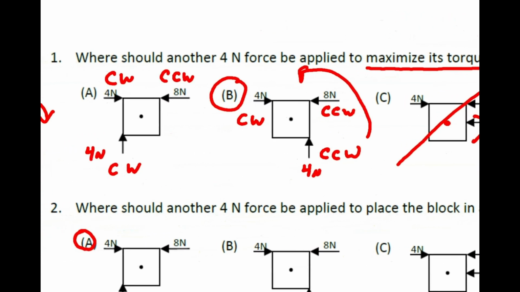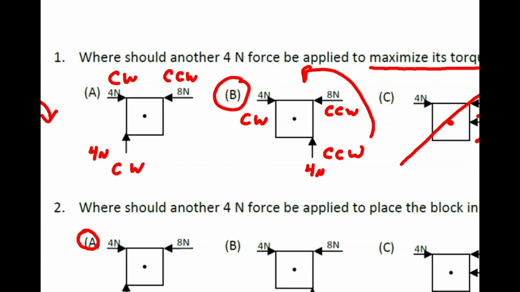So which one is it? Which one's going to maximize the torque? Well, let's take a look. The answer is B. Why? Because the 4 joins with the 8. The 4 forms a 12 Newton. Well, it's not really 12 newtons because we have an angle here, but certainly the 8, this 4, they all have the same moment arm.